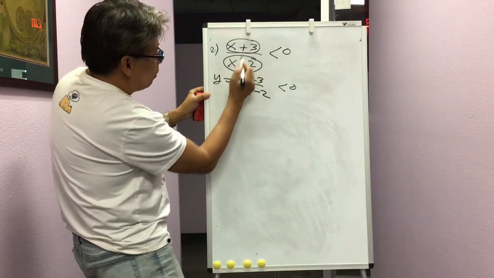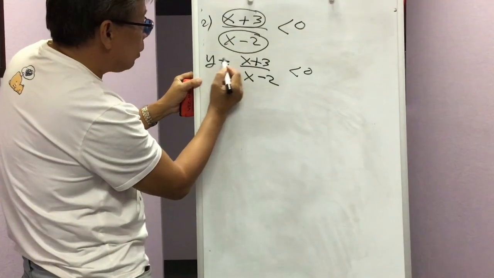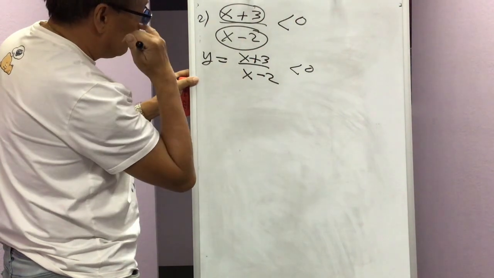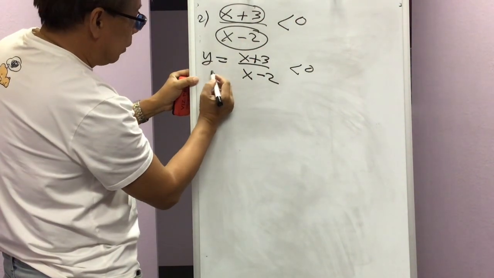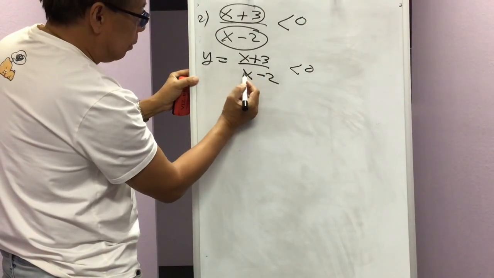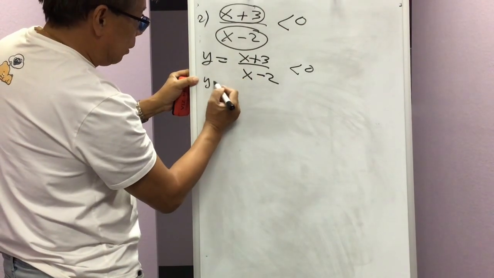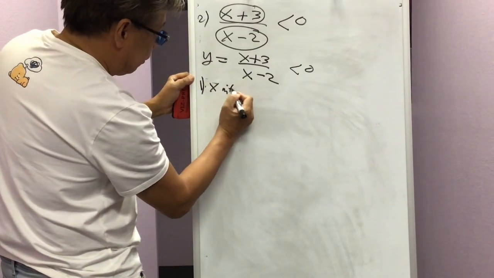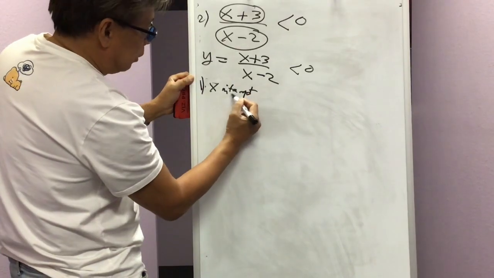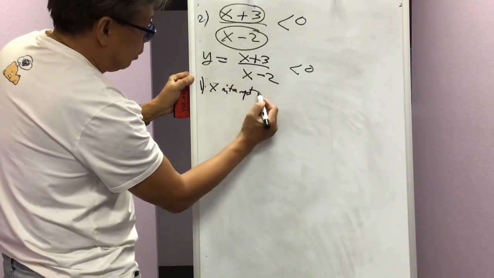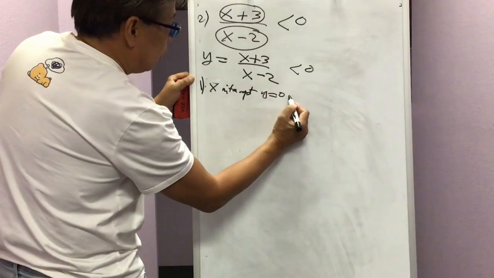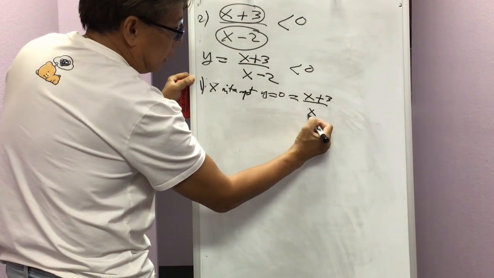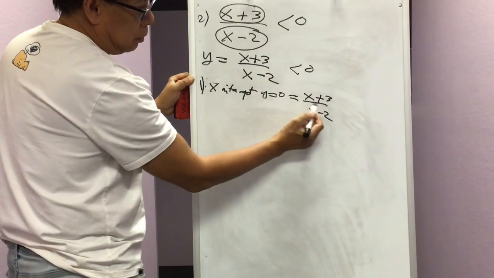Okay, so now you will find the x-intercept. First you have to find the x-intercept. The x-intercept is when y equals 0. Okay, so y equals 0. Then x plus 3 over x minus 2 equals 0.